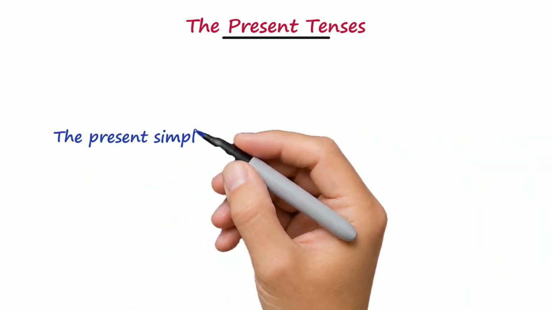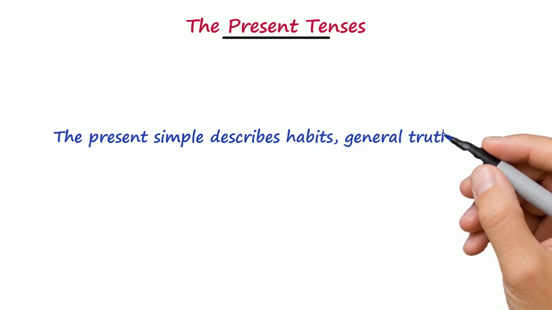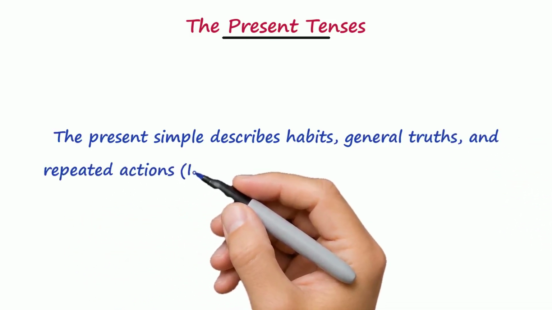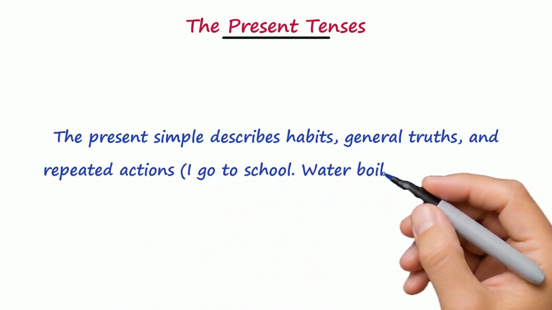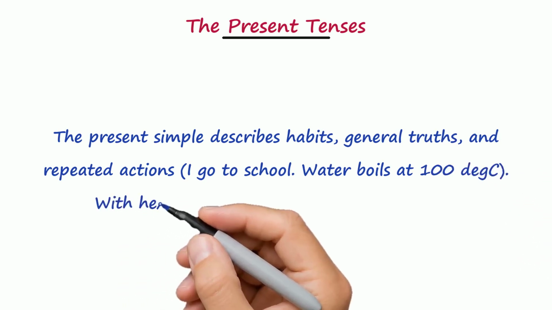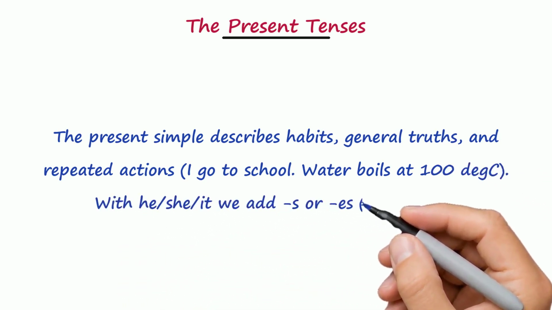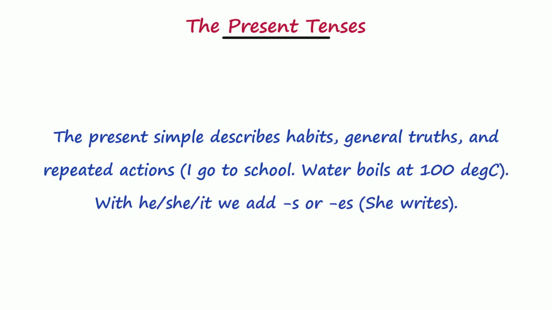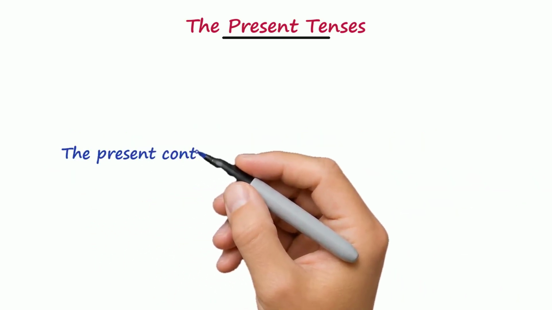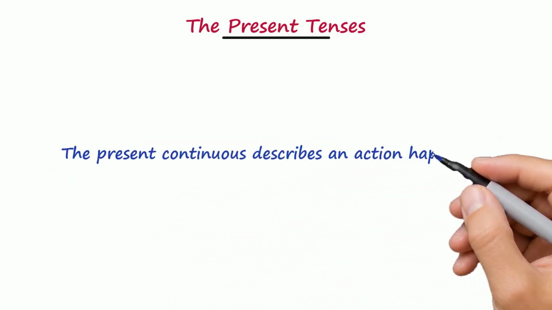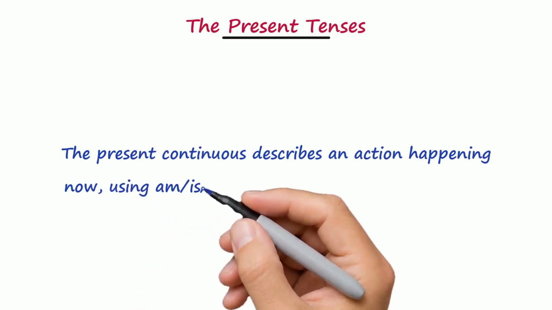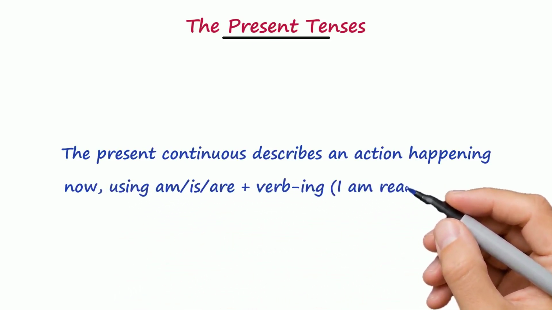The present simple describes habits, general truths, and repeated actions. I go to school. Water boils at 100°C. With he, she, it we add s or es, as in she writes. The present continuous describes an action happening now, using am, is, or are plus verb-ing. I am reading now.